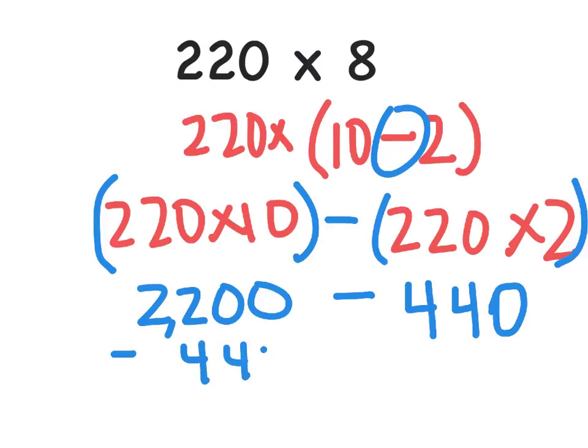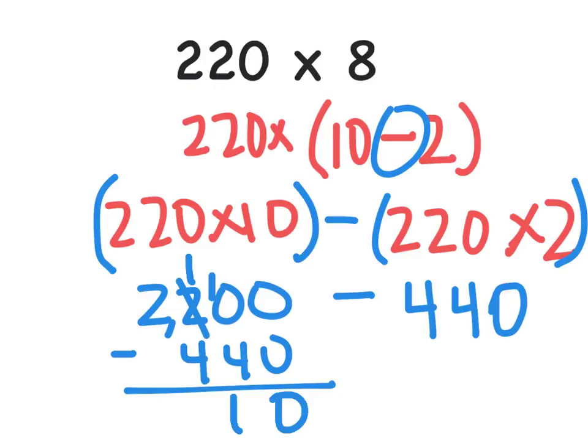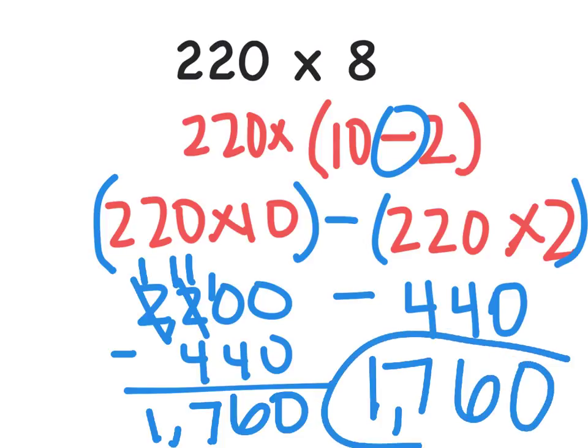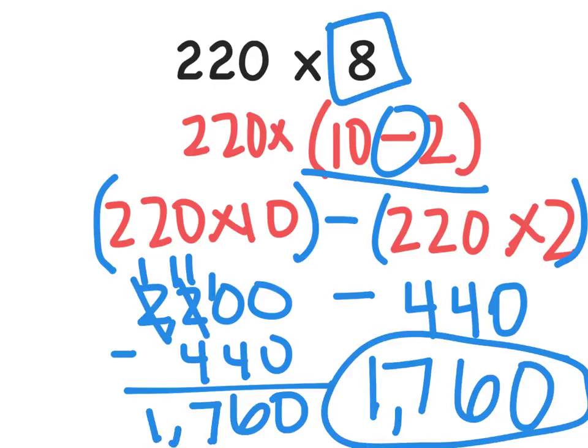I can subtract 440. So 0 minus 0 is 0. I'll borrow. 10 minus 4 is 6. I can't do 1 minus 4, but 11 minus 4 is 7, and 1 minus nothing is 1. So I can get my final answer of 1,760. By breaking this 8 up into 10 minus 2, it makes it a little bit easier to work with.